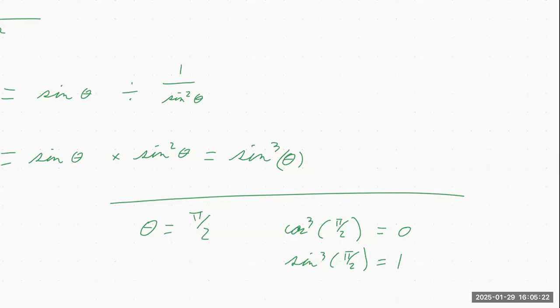And I think that'll disprove most expressions that aren't equal to each other. But if they are equal to each other, you can't prove it by plugging in a bunch of angles. That doesn't prove anything. You need to use the identities.